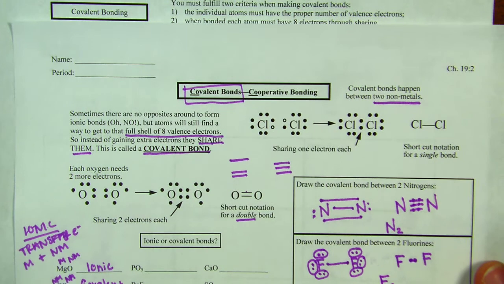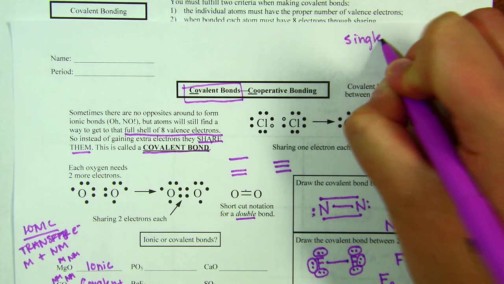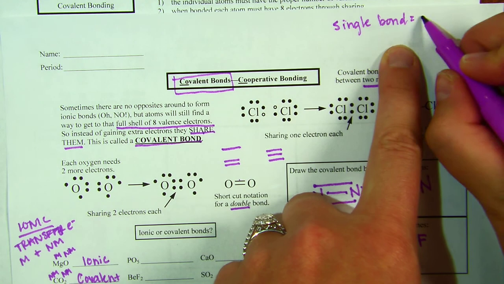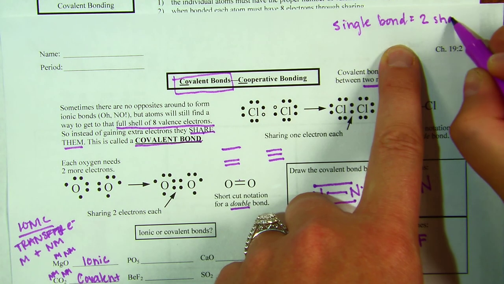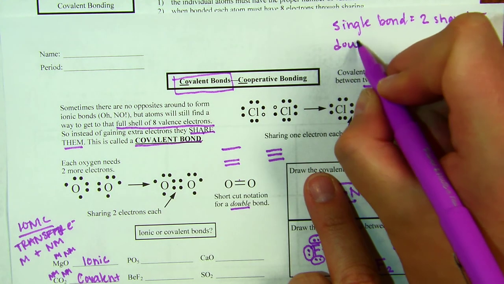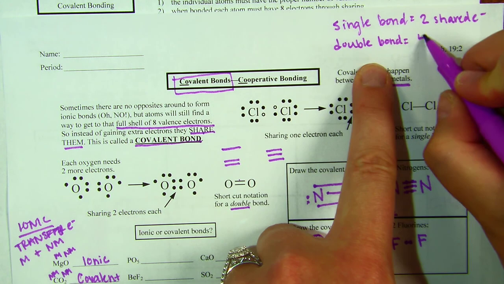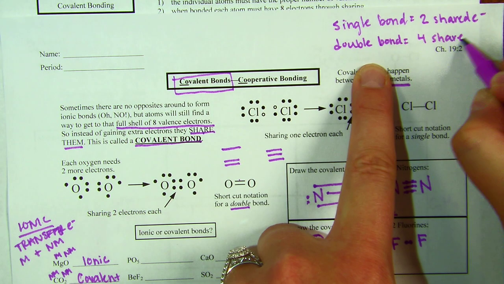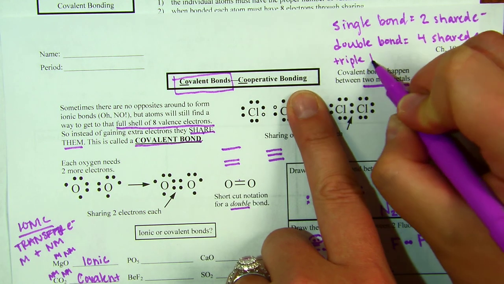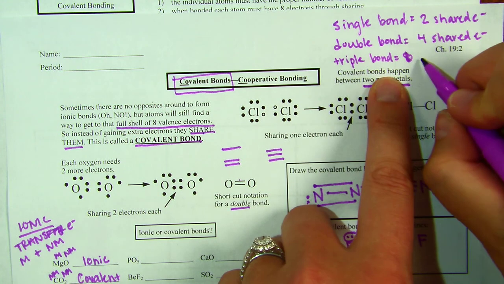So I'm going to write this at the top. Single bond, two shared electrons, a double bond, four shared electrons, and a triple bond equals 6 shared electrons.